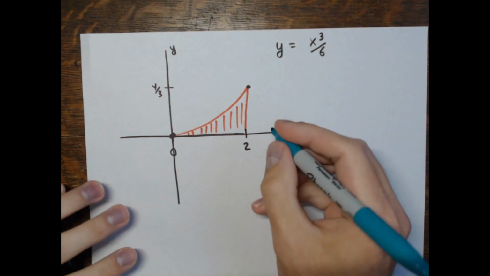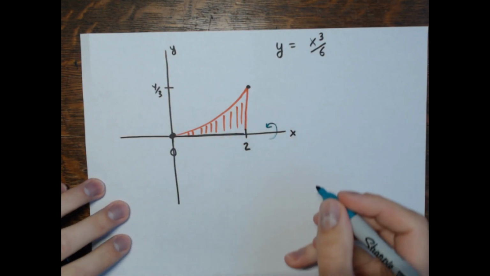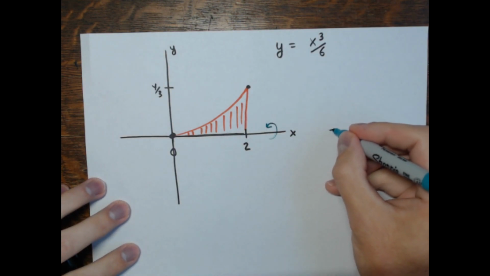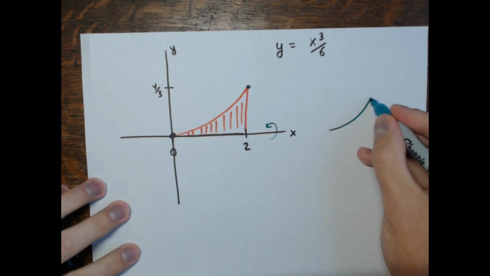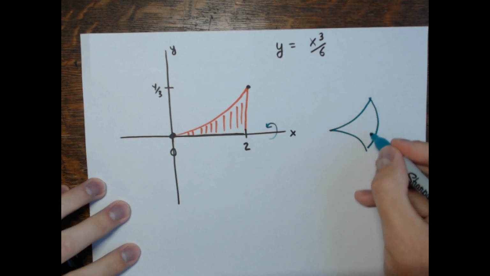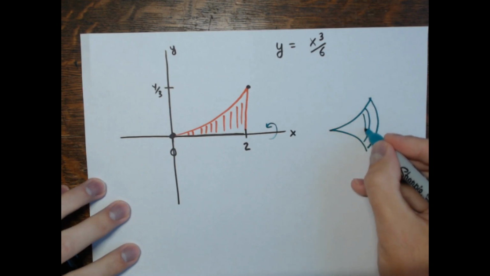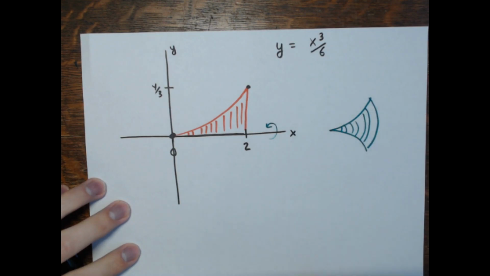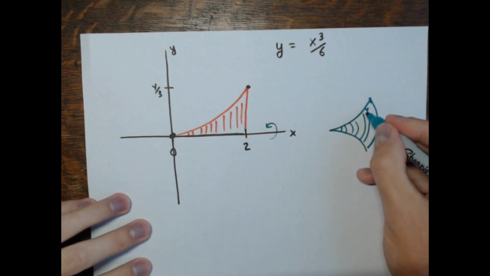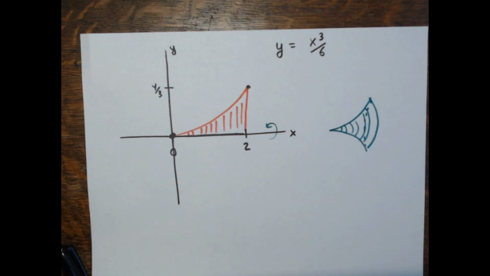And we're rotating around the x-axis. Right, so we'd create a shape like this. It's almost like a tornado shape. Right? You have that on top, that on bottom, and then a bunch of circles. Kind of like a tornado shape. And what's the volume of that tornado?